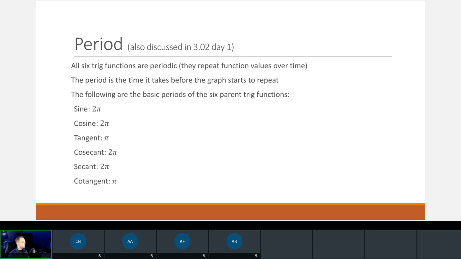All right, as a quick refresher, the period for sine, cosine, cosecant, and secant is 2 pi. This is from last week. Now, the period for tangent and cotangent is pi. So it only takes pi to do a full rotation for tangent and cotangent. This is important. You might have a test question on this. I might ask you, what's the period of one of these trig functions? Freebie points, right?